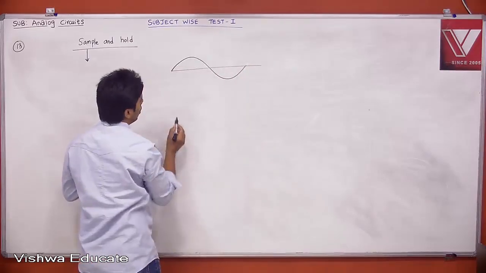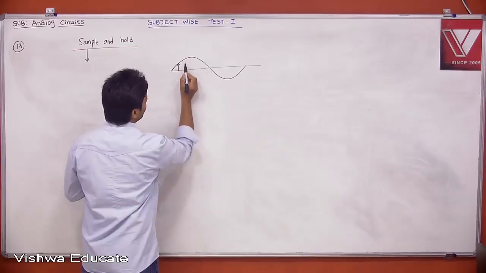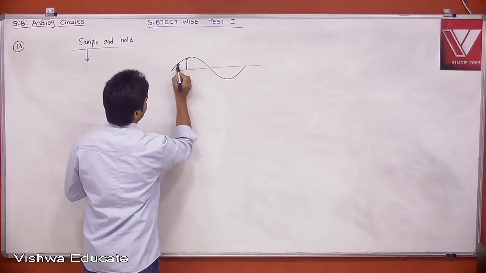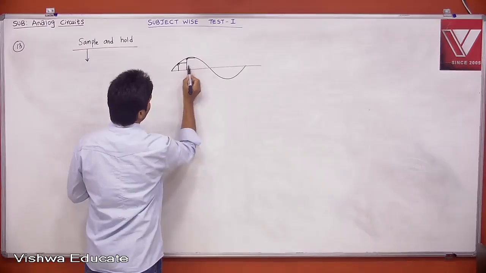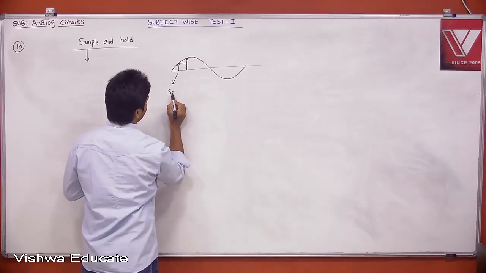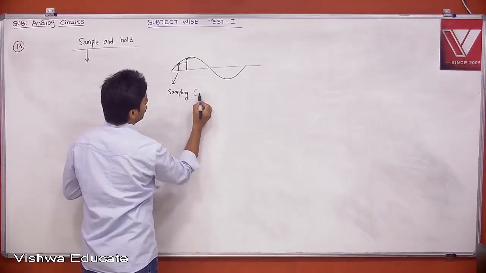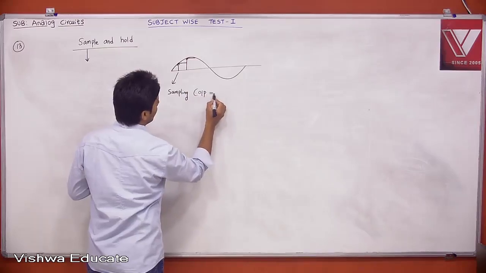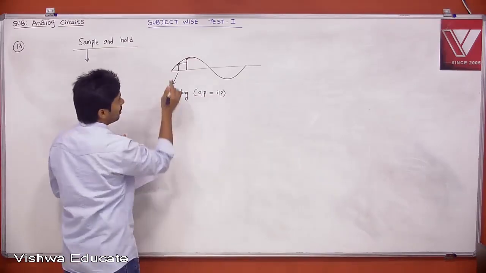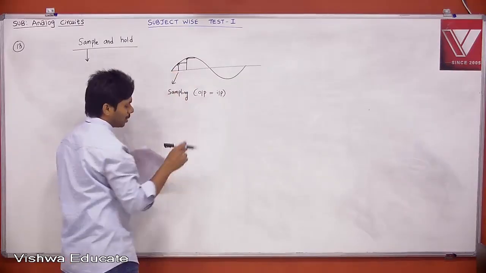If you want to sample a voltage and then hold, what does it mean? Whenever you sample this, you have to hold it till the next point. This is what is called sampling. When I say sampling, your input is equal to output. Can you say that? Your output is equal to input. The moment you are trying to sample, whatever input you have, that should be your output.